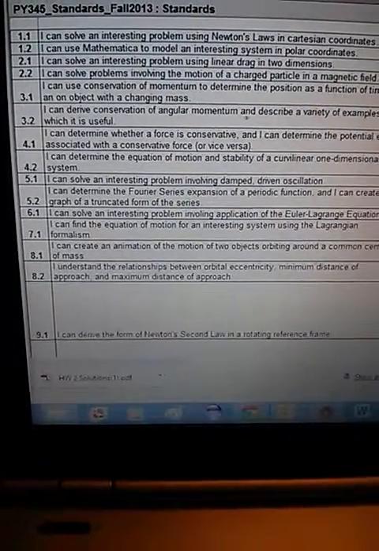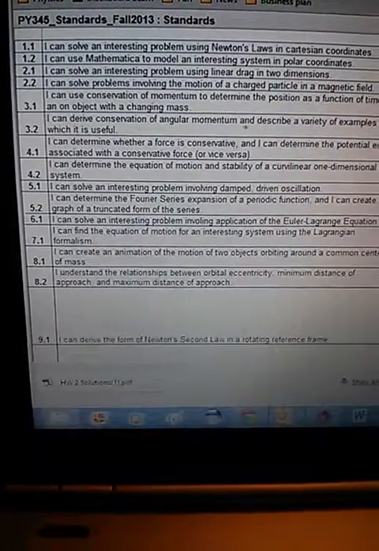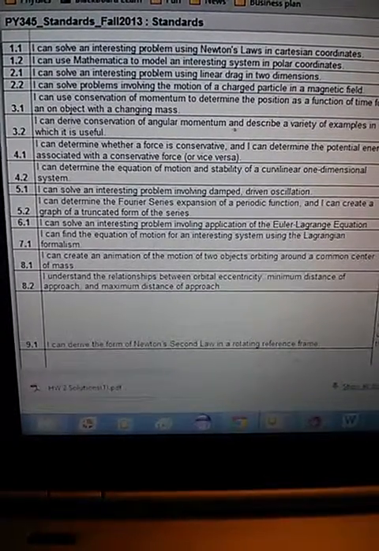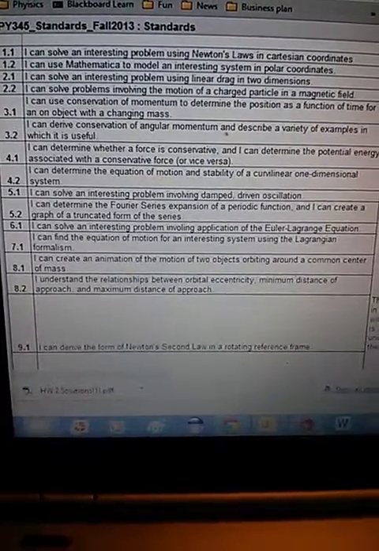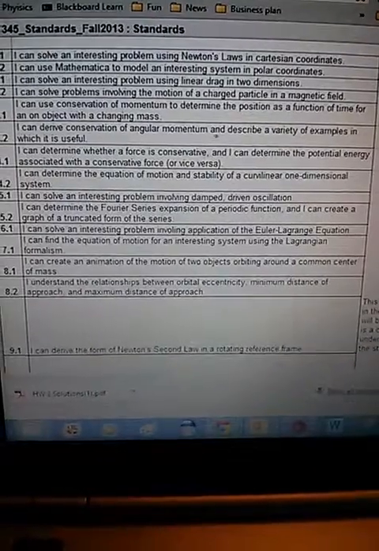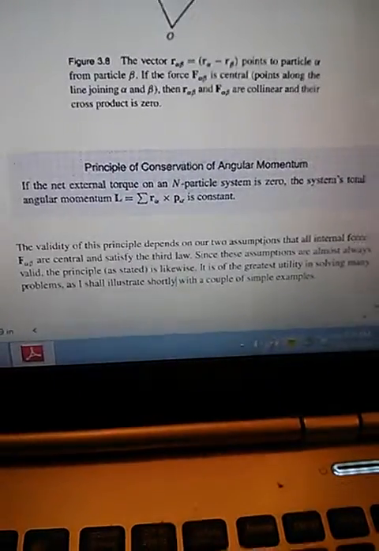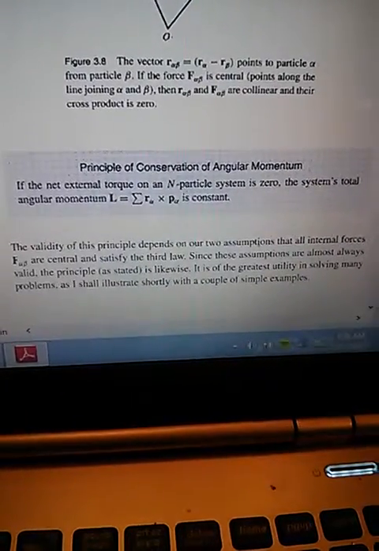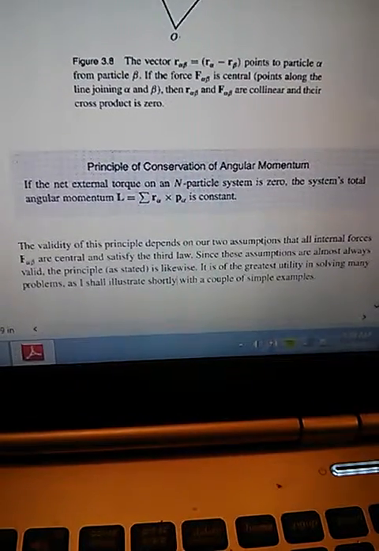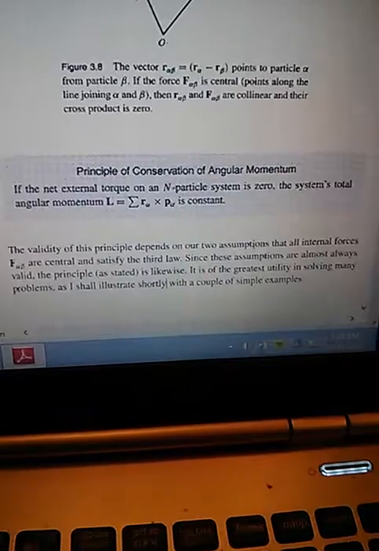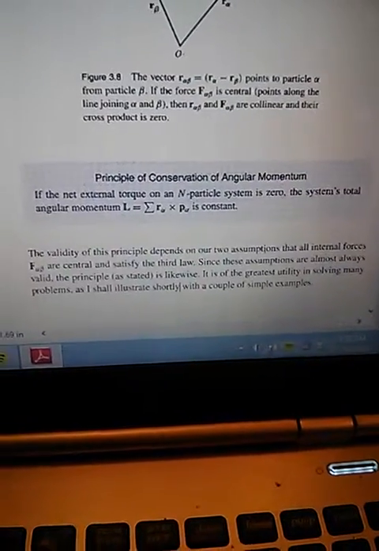So for standard 3.2, we have to show that I can derive the conservation of angular momentum and describe a variety of examples in which it is very useful. So basically what we're trying to do is prove that if the net external torque on an n-particle system is zero, the system's total angular momentum is constant.